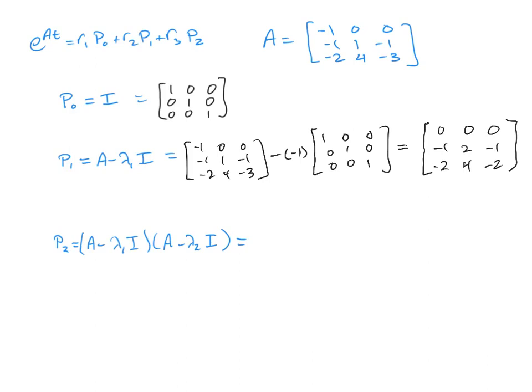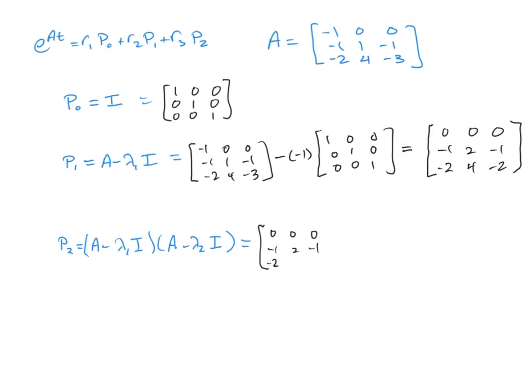Now for the third matrix, P2, that's going to be A minus lambda 1 I, which is above. That's our 0, 0, 0, -1, 2, -1, -2, 4, -2. And that's multiplied by A minus lambda 2 I, which just coincidentally ends up being the same matrix because lambda 1 and lambda 2 are exactly the same. So that's just that matrix times itself.